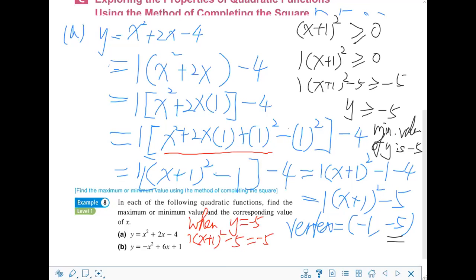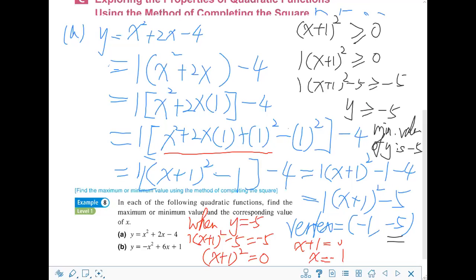Which means that (x plus 1) squared should be equal to 0. But what number to the power 2 will be equal to 0? So that number must be equal to 0, okay? 0 squared is equal to 0. If the number is not equal to 0, then any other number to the power 2 should not be equal to 0. If (x plus 1) squared is equal to 0, then x plus 1 will be equal to 0, which means that x should be equal to -1.